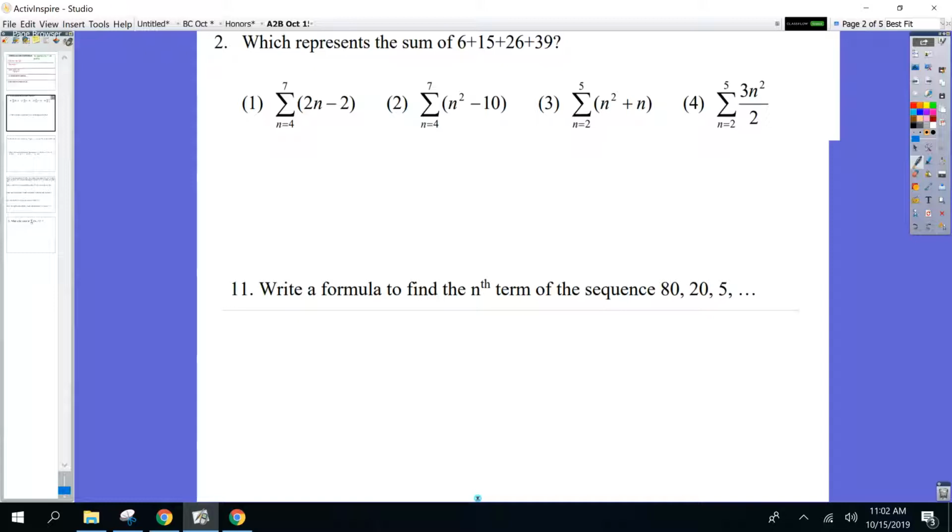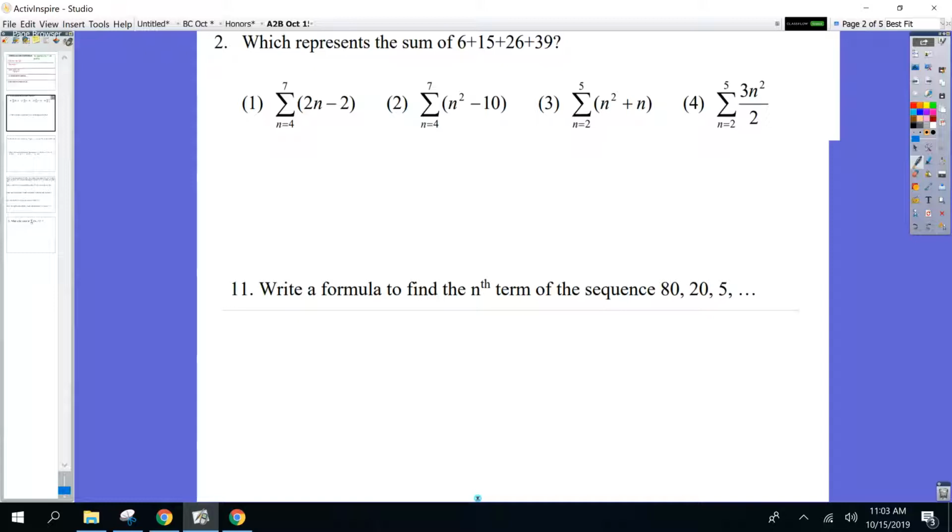Here's what I need: when you do each of these sigma choices out by hand, you get out a 6 first, then a 15, then a 26, and then a 39. Just because you add those numbers, put each sigma in your calculator, and get the same number may not be the answer. You need to get these 4 terms in there, okay? So if you were doing number 1 out by hand, what number do you plug in first? For choice 1, which number do I plug in for n first?